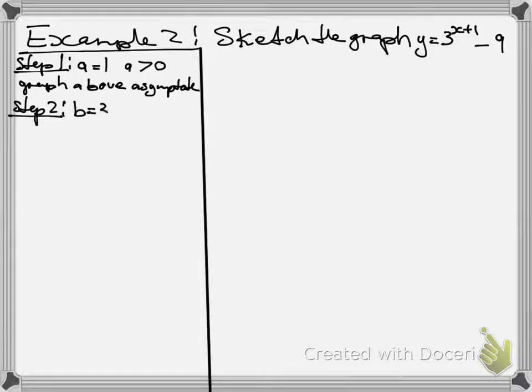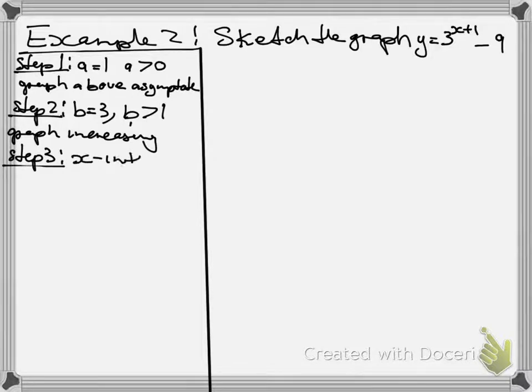The graph will be above the asymptote. B is greater than 1, so again, the graph is an increasing function. So we find our x-intercept.